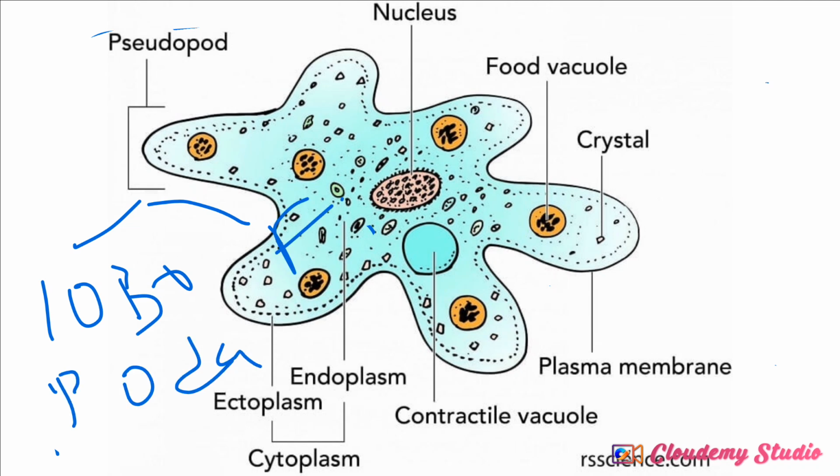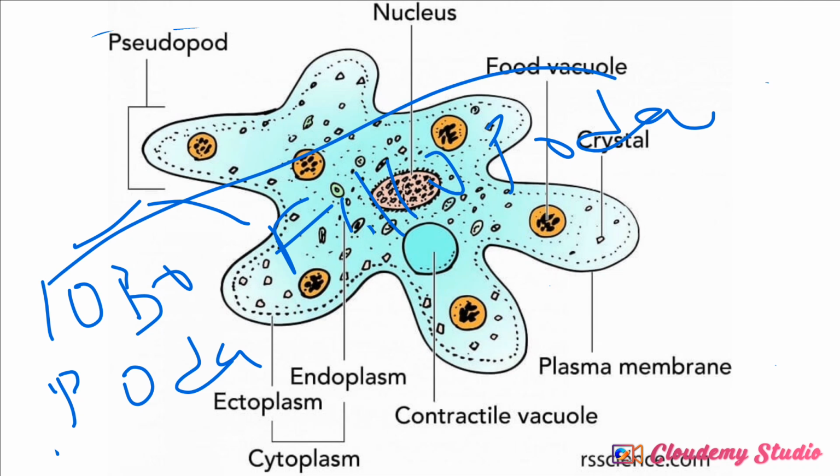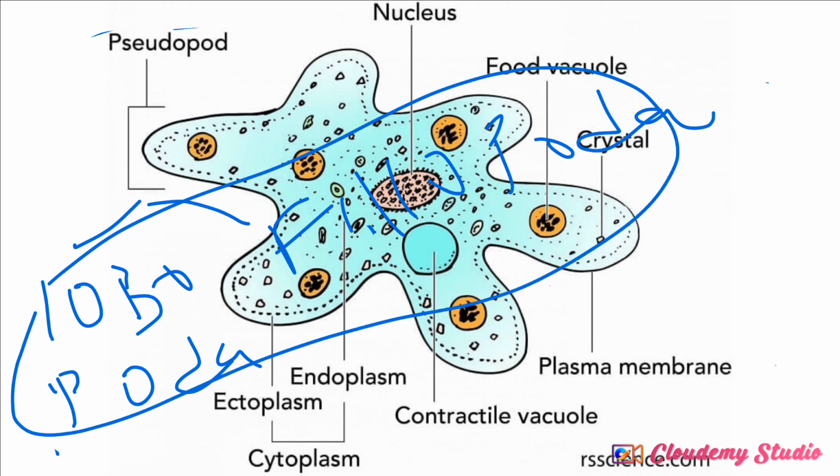Like I said, I'm going to write these two things: lobopoda and philopoda. So these are the two aspects of pseudopoda. We are having two types of pseudopoda: the lobopoda and the philopoda.